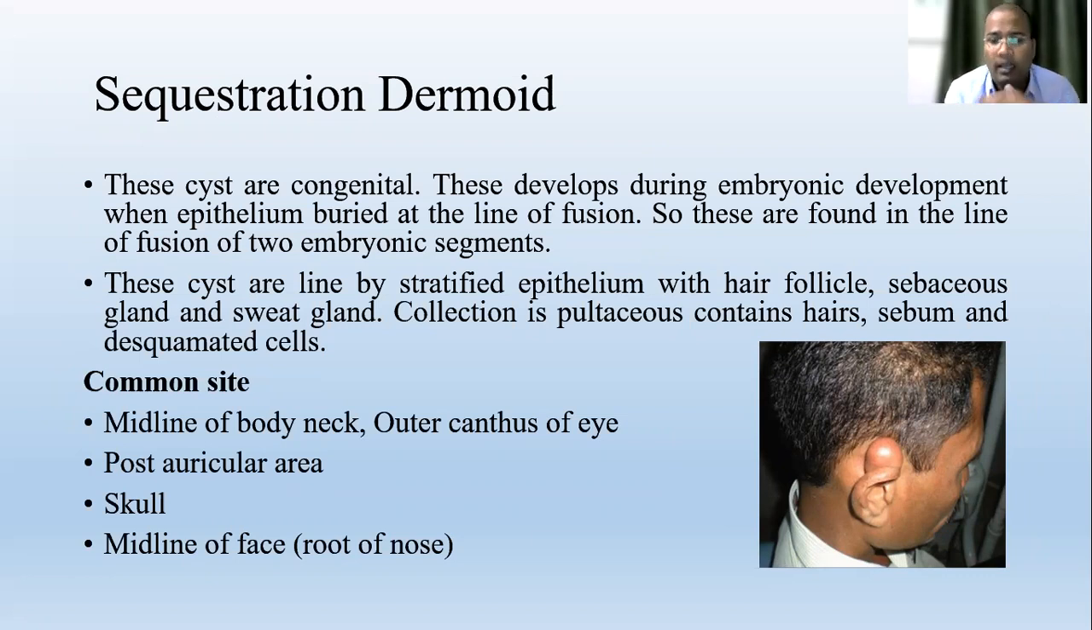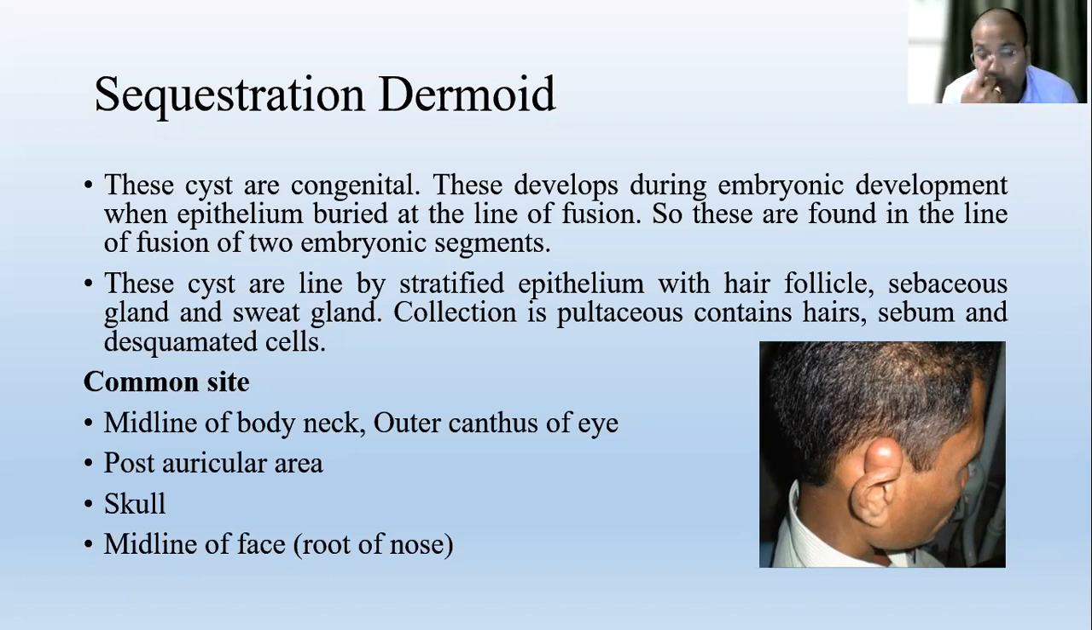During embryonic development, the epidermal cells are buried into the line of fusion. We know our body forms in two halves, and then they get fused. So at the time of embryonic fusion, if the epidermal cells are buried in between the mesodermal cells, then there is development of this sequestration dermoid cyst. That's why these cysts are usually found at the line of fusion of the two embryonic segments.